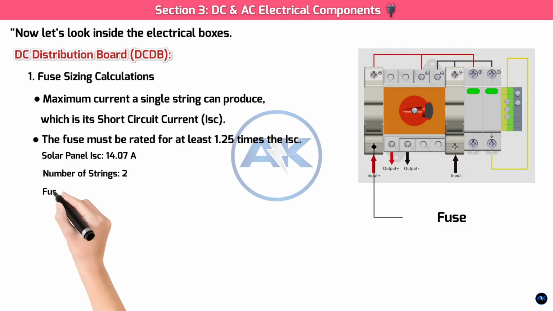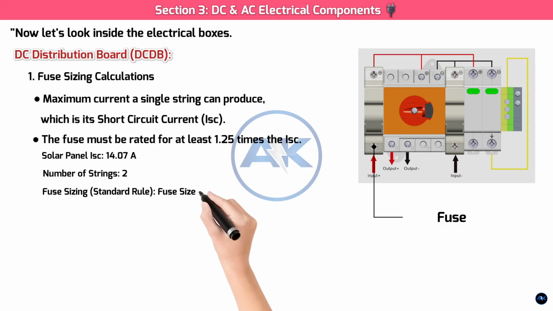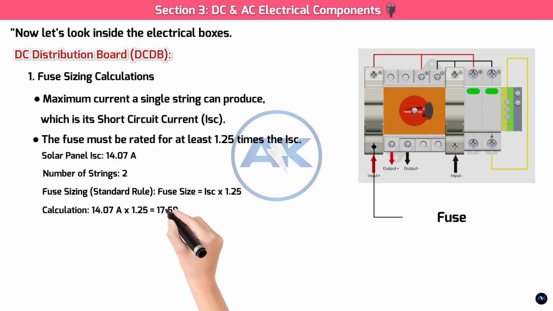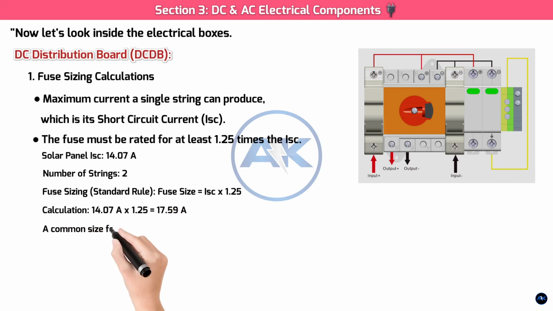2. Fuse sizing standard rule. Fuse size equals ISC times 1.25. Calculation: 14.07A times 1.25 equals 17.59A final fuse size. You must round up to the next standard fuse size. A common size for this current is 20 amps.